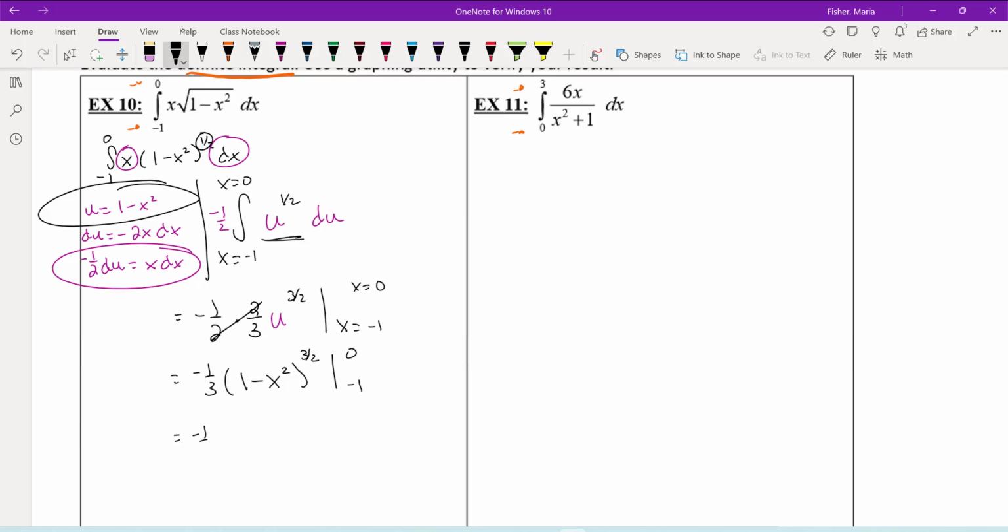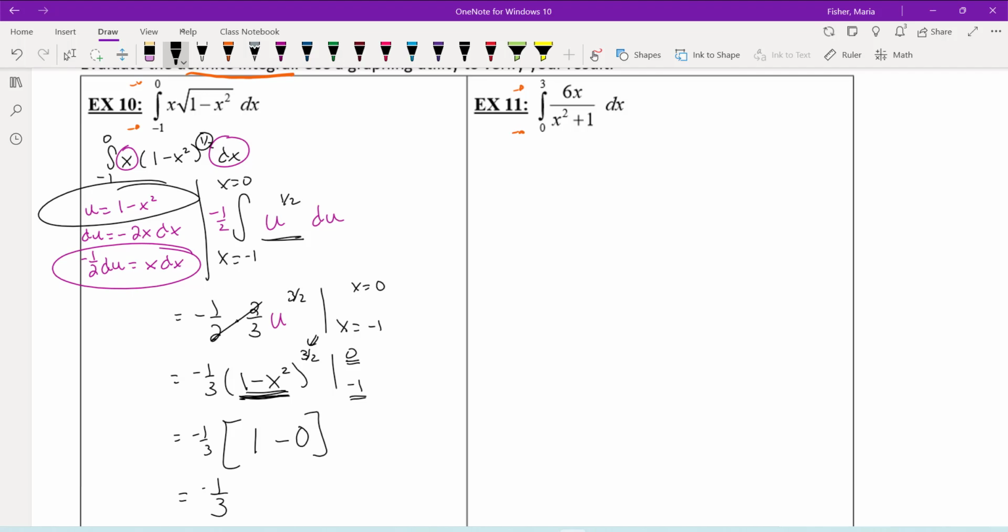Plugging in the limits of integration, plugging in a 0, 1 minus 0 squared is just 1, raised to the 3/2, that's going to be 1. Plugging in a negative 1, 1 minus a negative 1 squared, well 1 minus 1 is 0, and 0 to the 3/2 is just 0, so in the end here, we end up with negative 1/3.